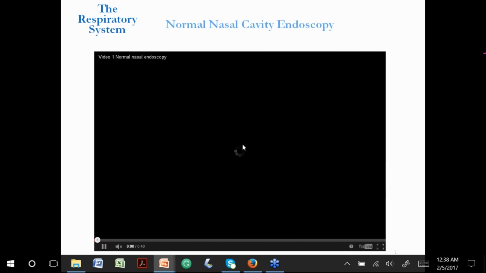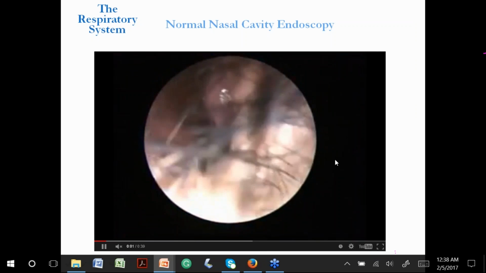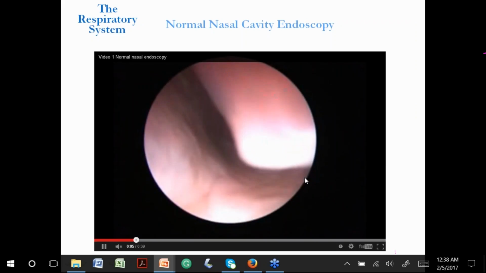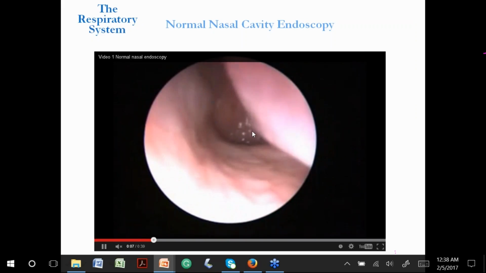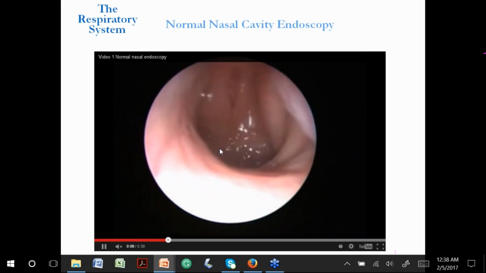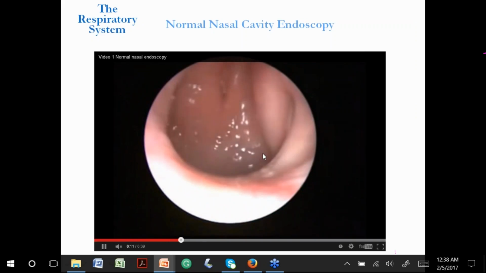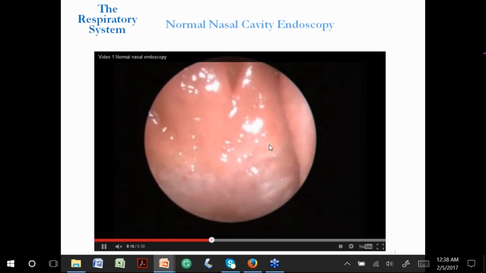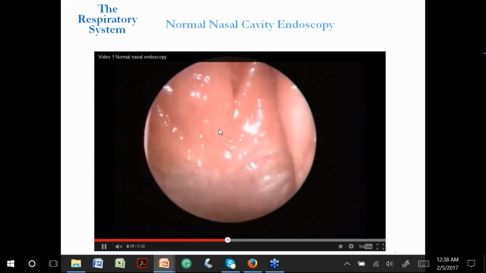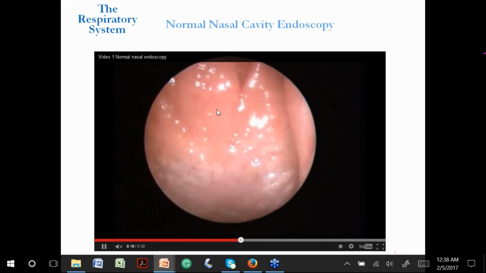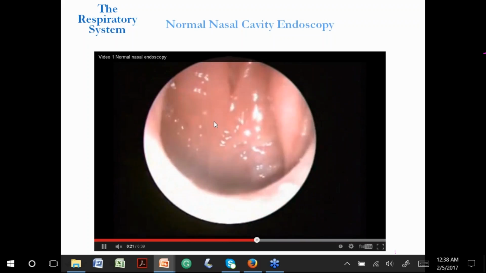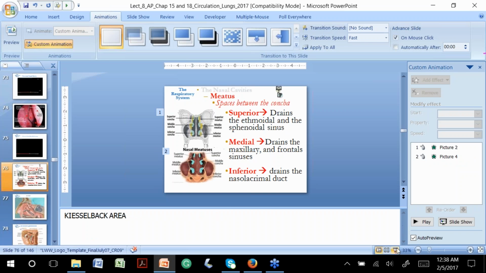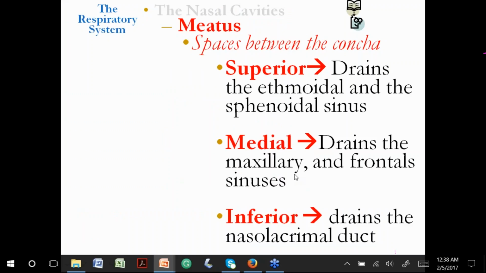So here we have endoscopy being done. This is the nose, this is the hair of the nose, and this is the entry into the nasal cavity. You can see the mucosa, and you can see the turbinates already. One turbinate, another turbinate. Those are foldings. The frame is a bone, but it's covered by mucosa, and those are the turbinates. Okay. All right. So what are the meatus?